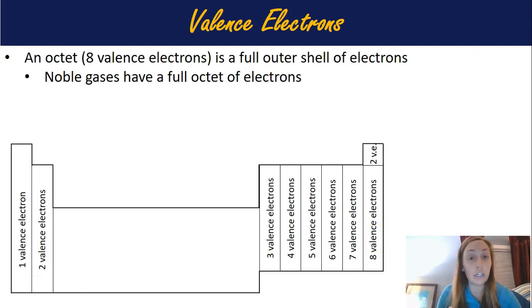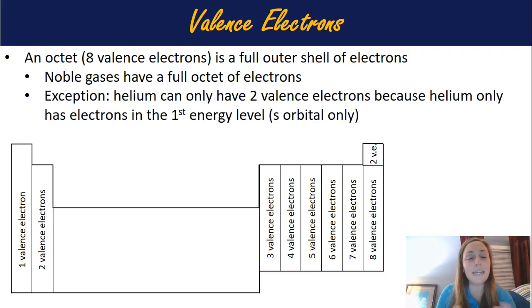Later in chemistry, you're going to learn that everybody wants to be like the noble gases, and they're going to make bonds to be like the noble gases and have a full octet. But for now, we're just talking about plain old atoms, and for now, our noble gases are the only ones with octets. Keep in mind that helium is the exception.